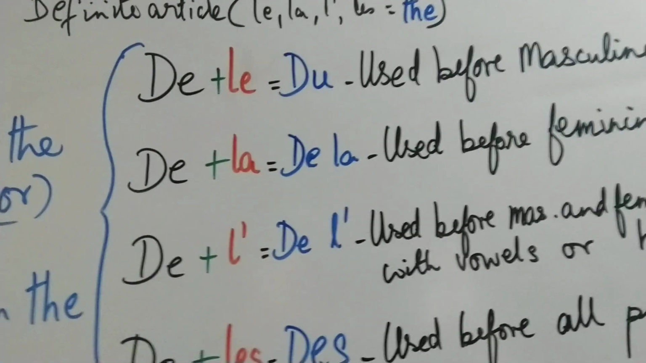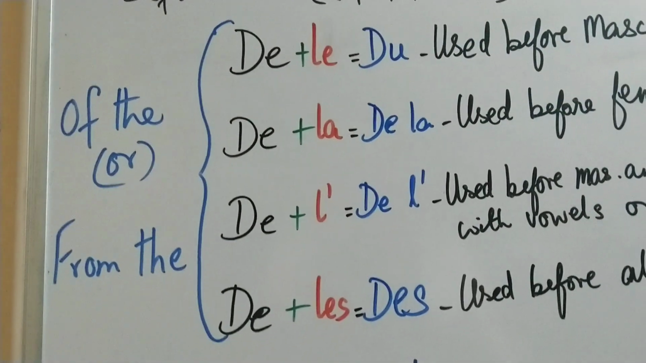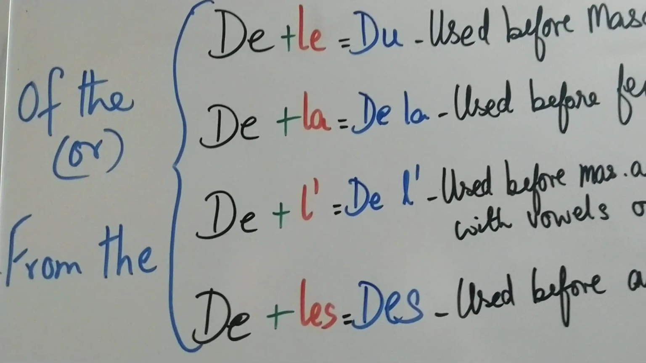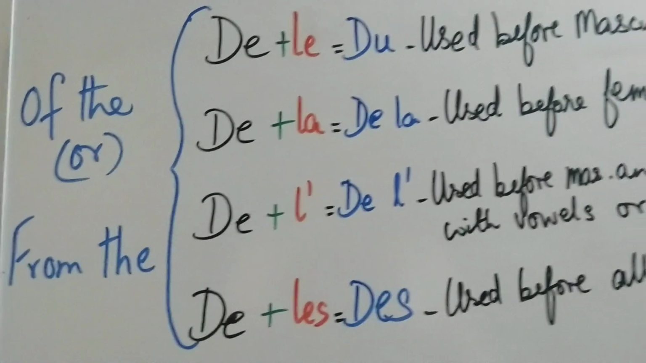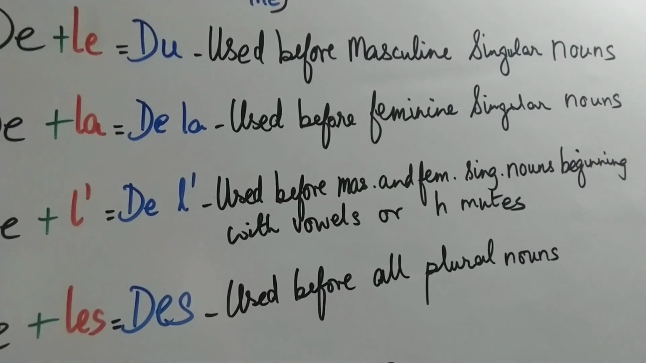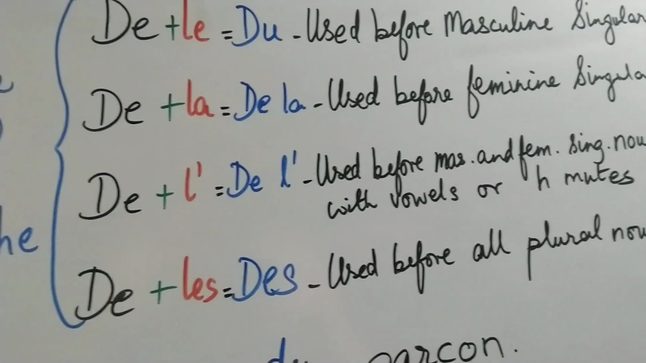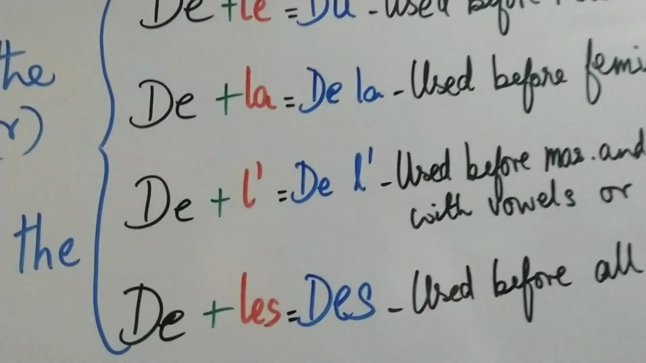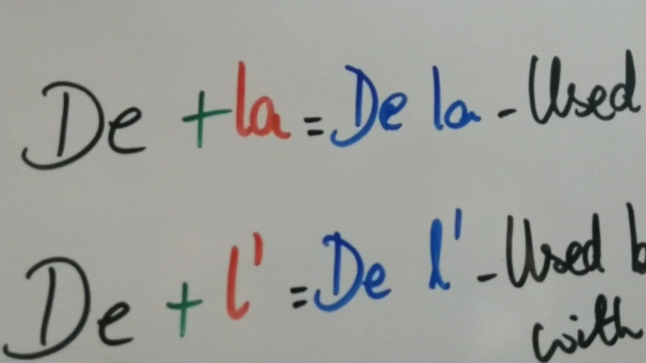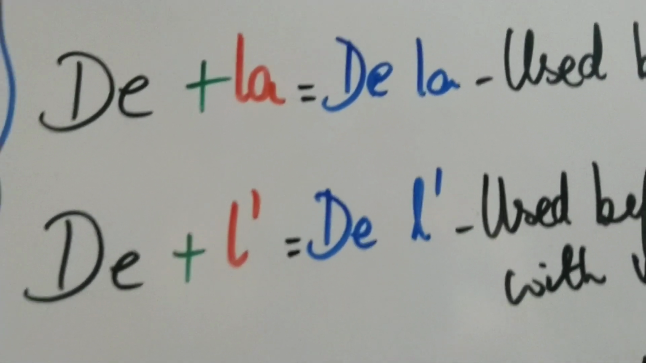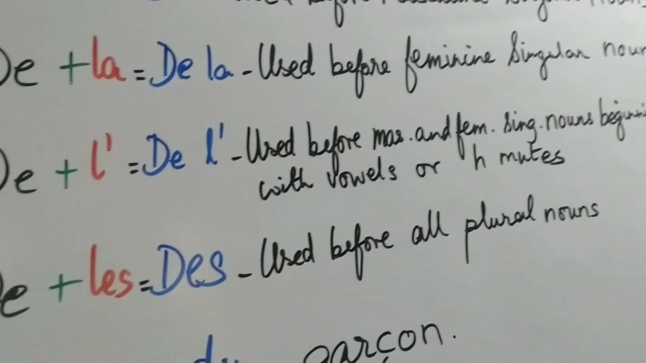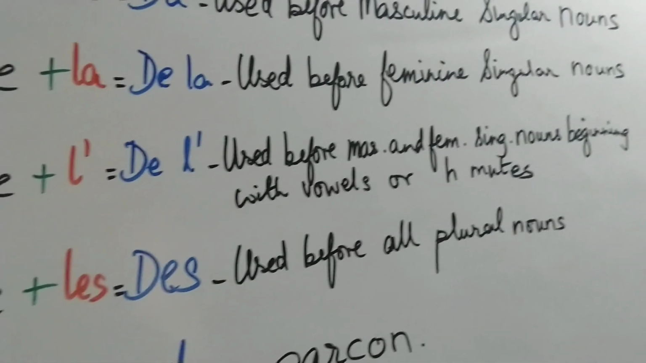When de is joined to le, the form will get cancelled to give you a new form, which is known as du. And du is used before masculine singular nouns. When de is joined to la, the form remains de la. And if you notice, there is a distinct gap between de and la. So de plus la will give you de la, and de la is used before feminine singular nouns.